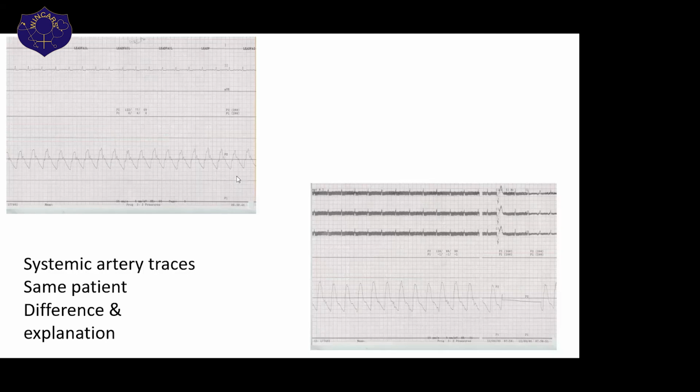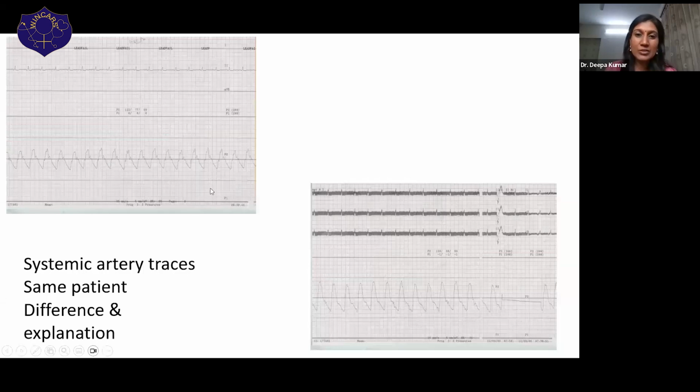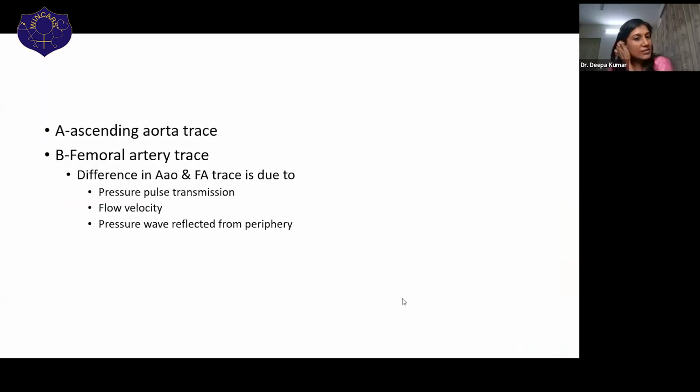They've written proximal aorta and femoral tracing. Exactly. So this is peripheral augmentation that you're seeing. It is not that the tracing has suddenly changed. This is from the ascending aorta, and the spiking is due to the peripheral augmentation. You see a nice dicrotic notch also in the peripheral artery. The difference is that it is due to pressure pulse transmission, and there is a pressure wave reflected from the periphery in a femoral artery trace.